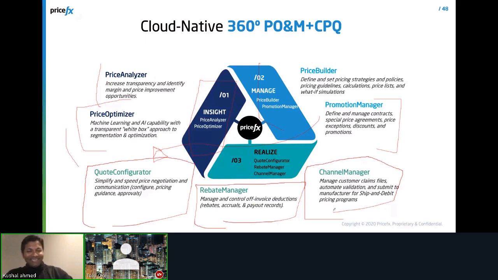I have a question from Craig who asks, can you please tell us more about what the price effects solution would look like within an existing SAP CPQ solution?